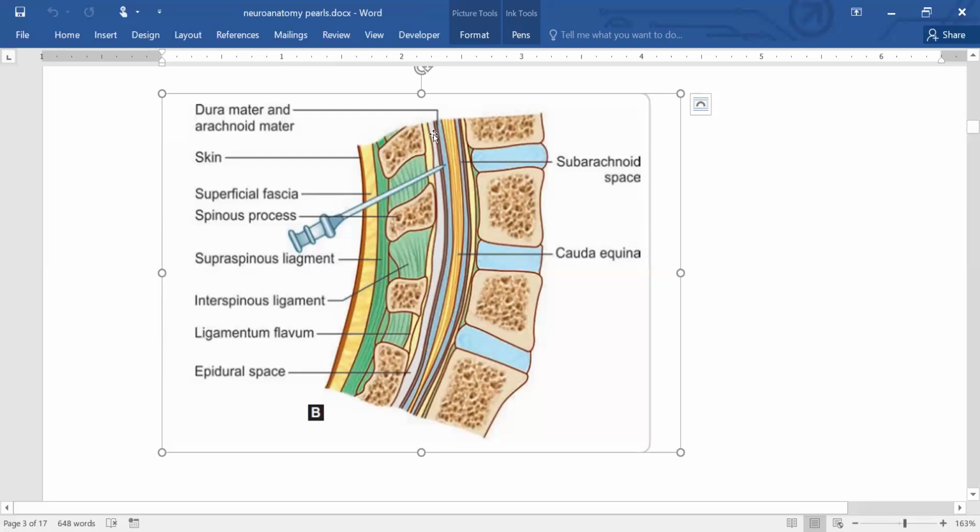This is the dura mater, the one shown in the brown color, and the arachnoid mater is shown in the blue color. The dura mater and arachnoid mater are not separated. They have a potential space, but there is no actual space between them. So the next space is the subarachnoid space. So the needle is going into the subarachnoid space.